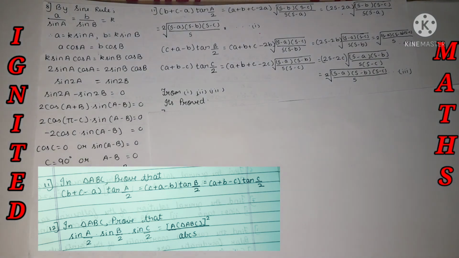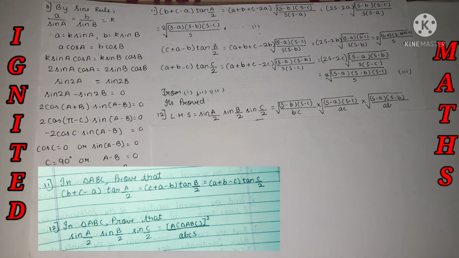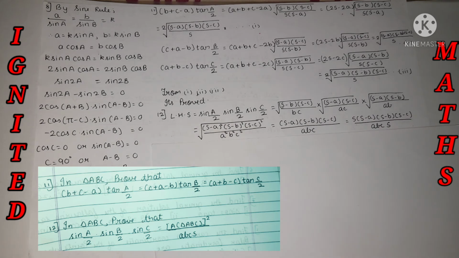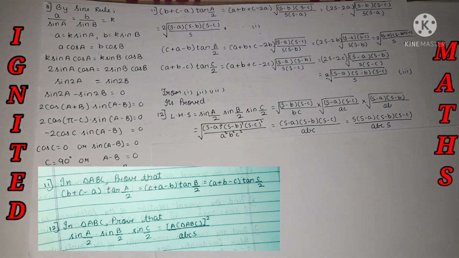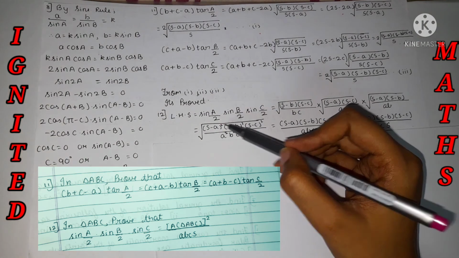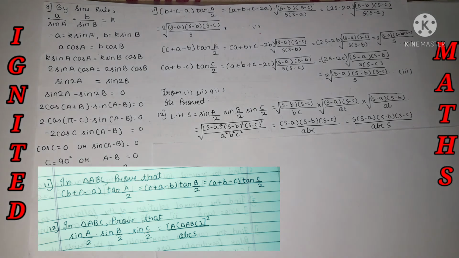Now let's move to the 12th main question. Over here the LHS value is given, and the RHS value. So let's take the LHS and we'll prove it to the RHS. Sine A by 2 formula, sine B by 2 formula, and sine C by 2 formula, we'll represent over here. Now take the square root: s minus a square, s minus b square, s minus c square over a square, b square, c square. Now the squares cancel. The square root and each and every square cancel off. And over here multiply and divide by s.